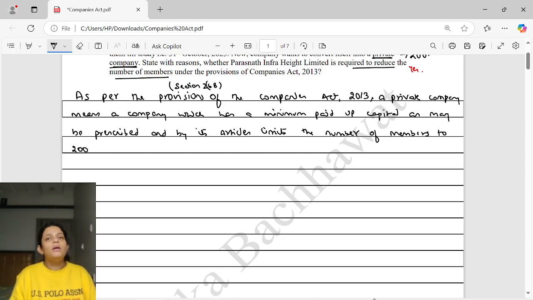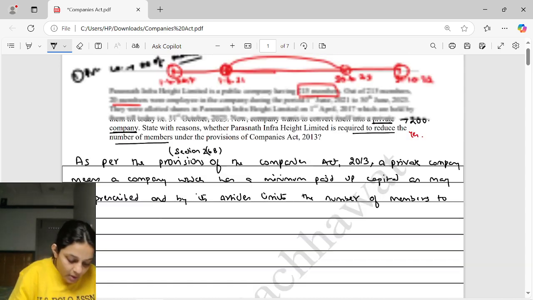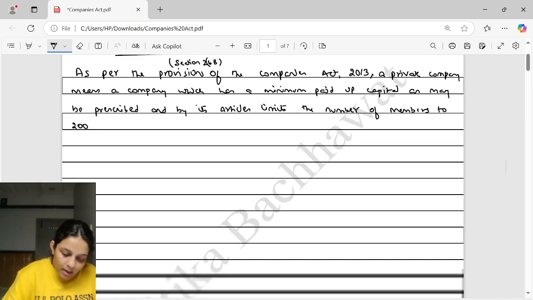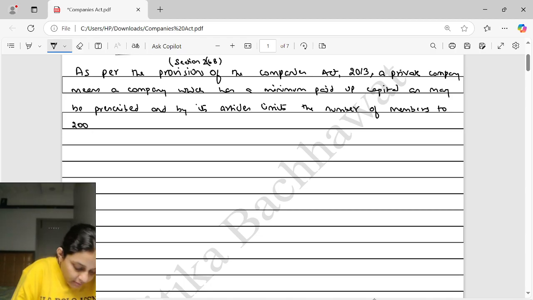See, if it is 3 marks, don't write. If it is 4 or 5 marks, then do write. So depending on the marks, you have to decide how much to give. But if it is 3 marks, just write about the number of members, that's it. So it limits the number of members to 200, except in the case of OPC.